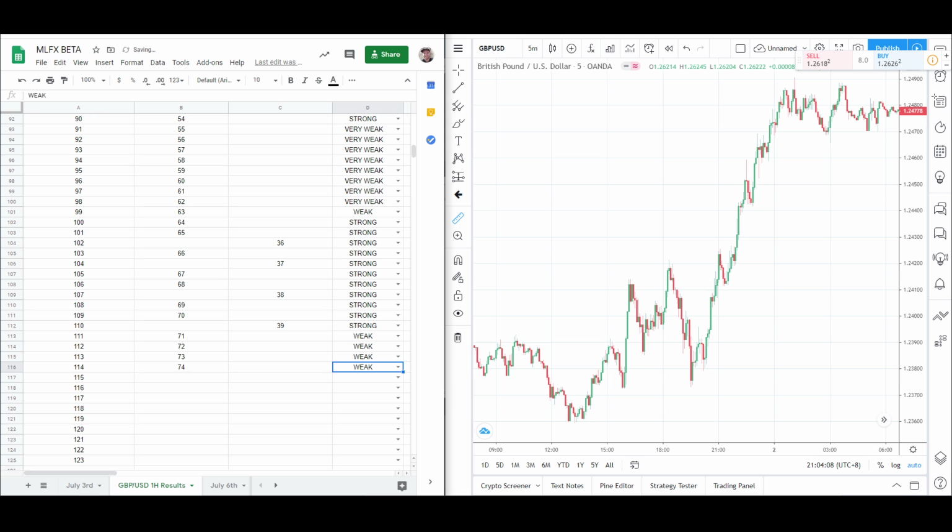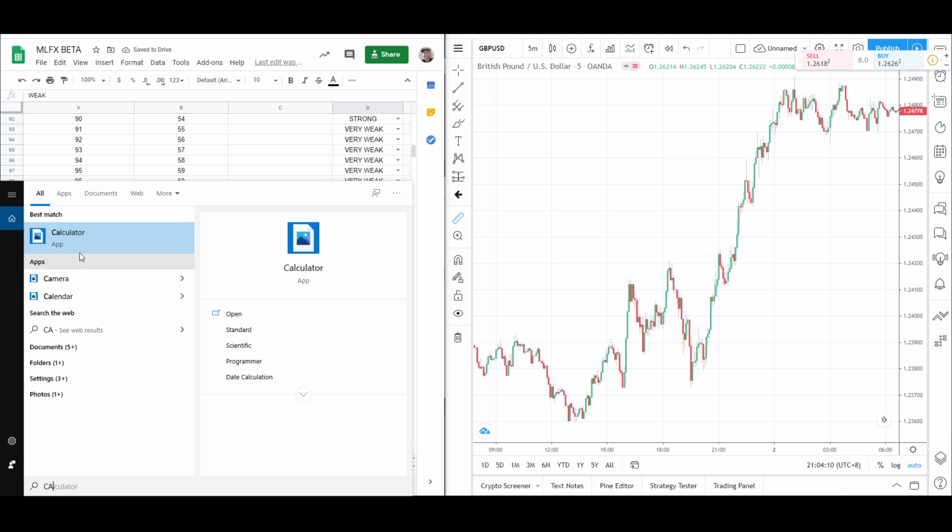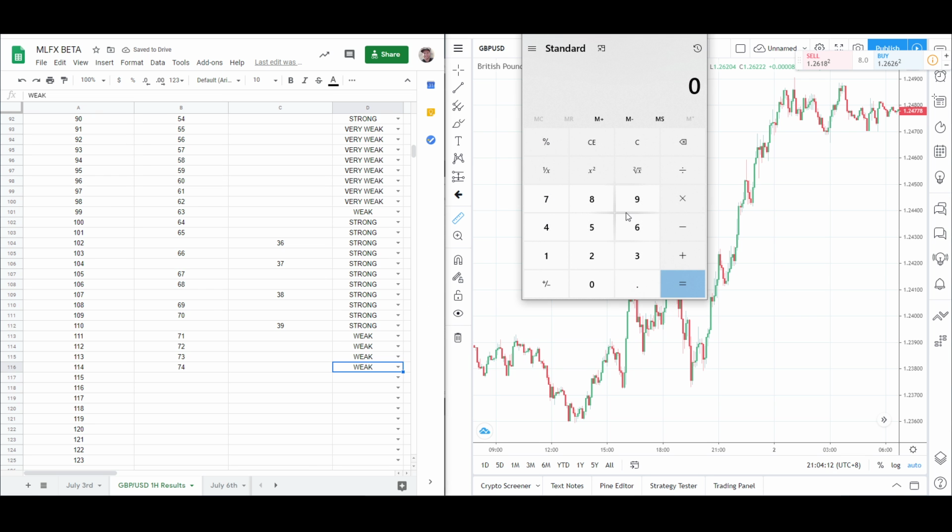So let me bust out the trusty calculator and do the math here. 74 plus 39 is equal to 113. So a good number of trades there. And if we want to work out the percentage, 74 divided by 113 is 65.4%. Not too shabby at all.